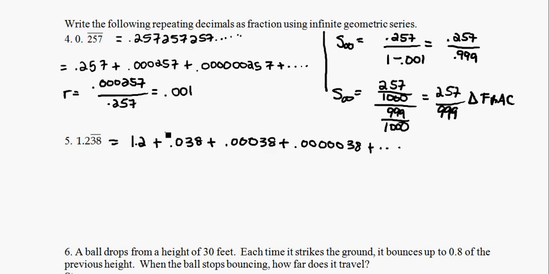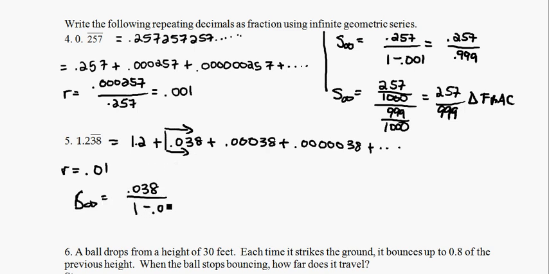So my infinite geometric sum starts here. This term here just kind of goes along for the ride. Here's my repeating decimal piece, so I can figure out the common ratio by taking the quotient of these two terms, 0.000038 and 0.038, and when I divide those two, courtesy of my calculator, I get, I believe, 0.001. Correct, 0.001.